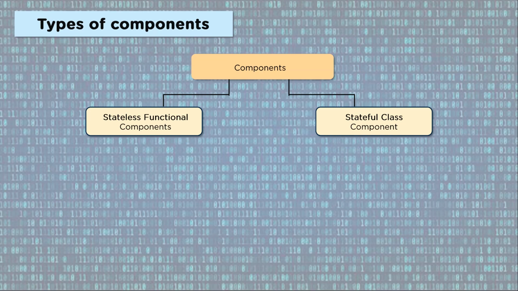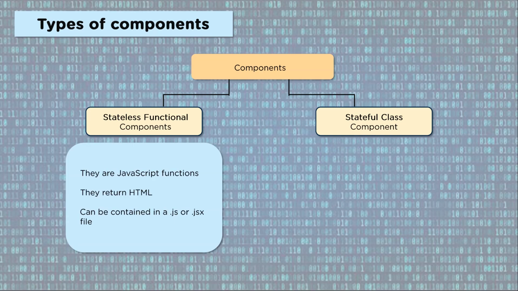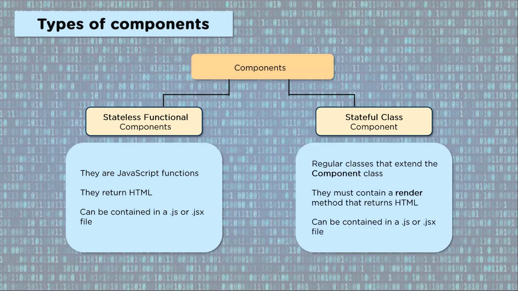Components are further categorized into certain categories that we are going to talk about. So there are stateless functional components and stateful class components. Now, what do these mean? We'll focus on the stateless first. Now, these are JavaScript functions which basically return a stream of HTML, and they can be contained in a JS or a JSX extension file. Then we've got stateful class components. Now these are regular classes that extend the component class, and they must contain a render method that should return a stream of HTML. And again, they can be contained within a JS or a JSX file. So a stateless functional component would not really hold any state in terms of data values and will just return a static stream of HTML.